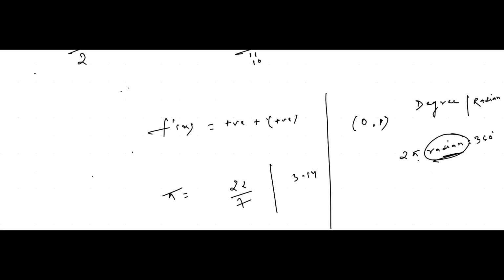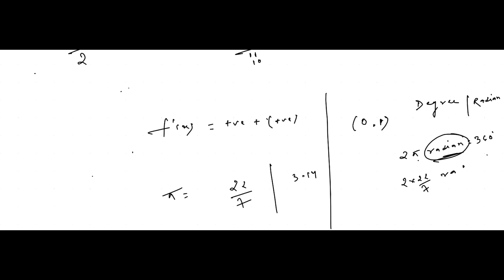Do we want to say that 2 into 22 by 7, or 2 into 3.14 approximately, that radian is 360 degrees? Yes. If the radian unit is not being used, then we cannot say it is equivalent to 360 degrees. Getting it? Yes, ma'am.